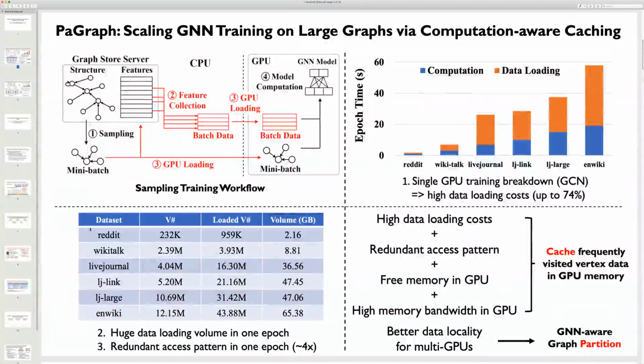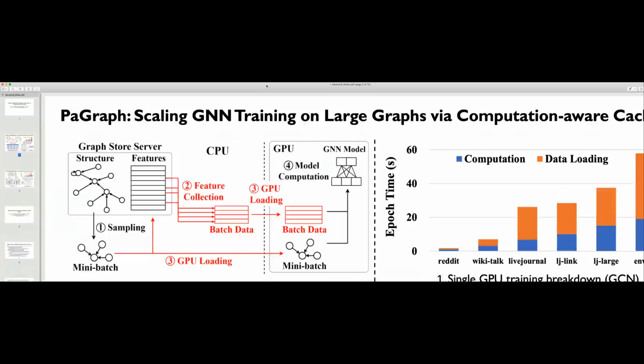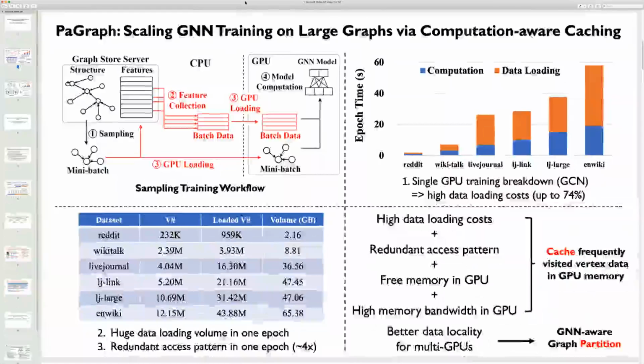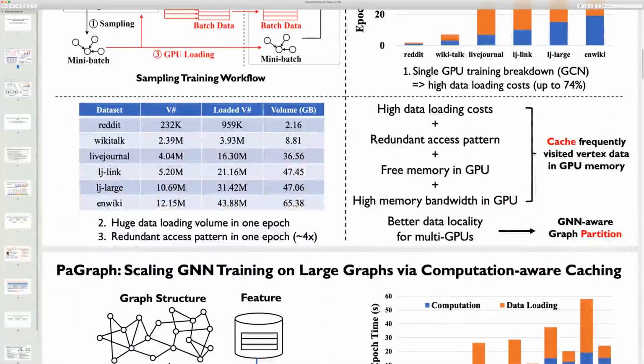This work focuses on accelerating GNN sampling training. Before the introduction of ParGraph, I will first introduce the existing training workflow as well as the challenges and the motivations we observed. The top left figure shows the GNN sampling training workflow. The workflow consists of 3 phases: sampling, data loading, and computation.